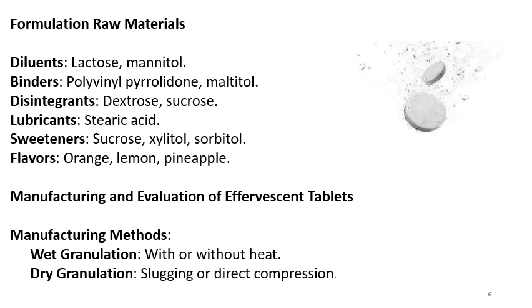Manufacturing and evaluation of effervescent tablets. So generally dry granulation and wet granulation methods are used. Wet granulation is done by top spray or by RMG, which can be with or without heat. Sometimes melting of the ingredients or fusion method is used for granulation. Dry granulation can be done by slugging or direct compression.